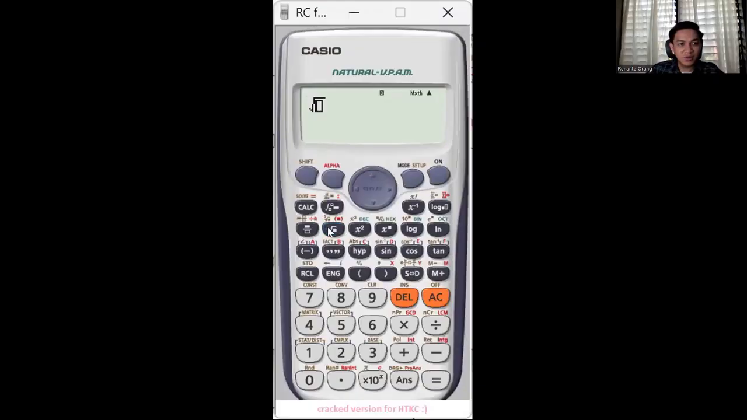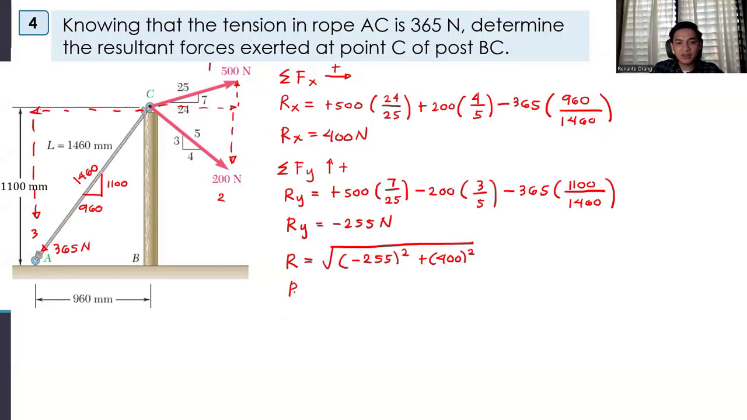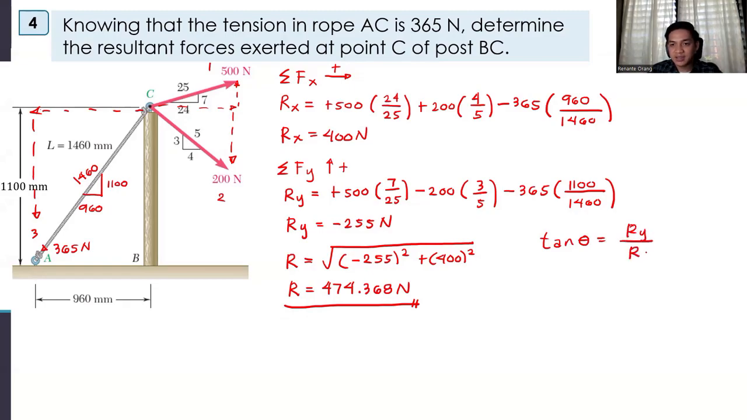Input natin, we have the square root of negative 255 squared plus 400 squared. That is 474.368 newtons. So our reaction is equivalent to 474.368 newtons. Final answer. Last is our angle theta, which is tangent theta is equivalent to Ry over Rx.